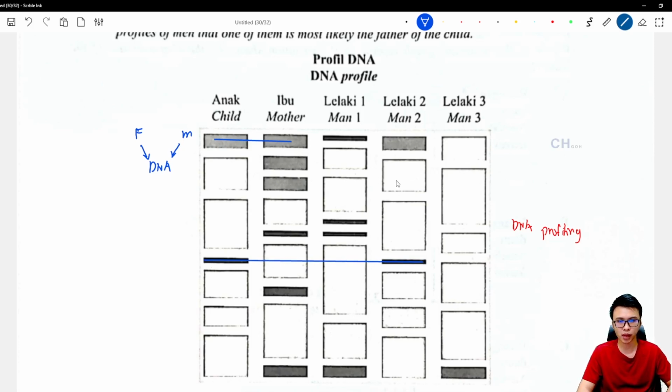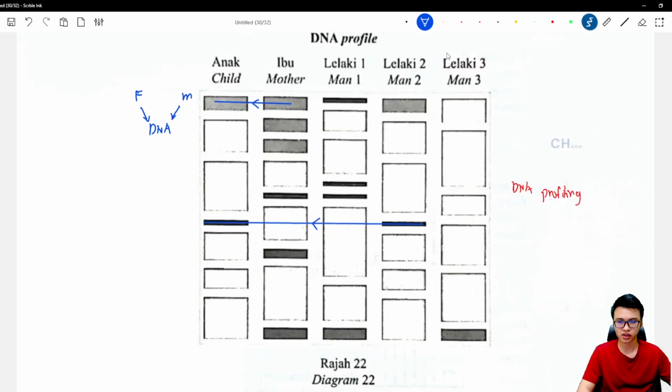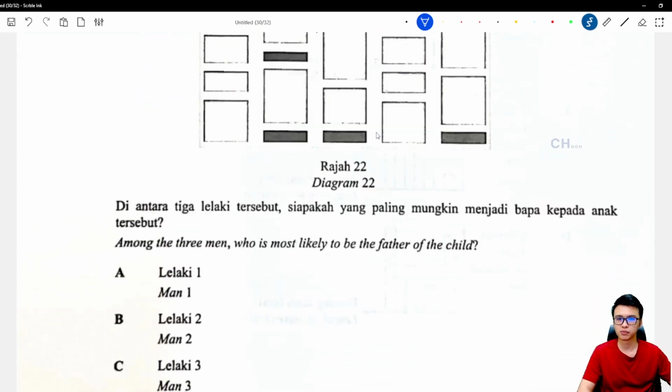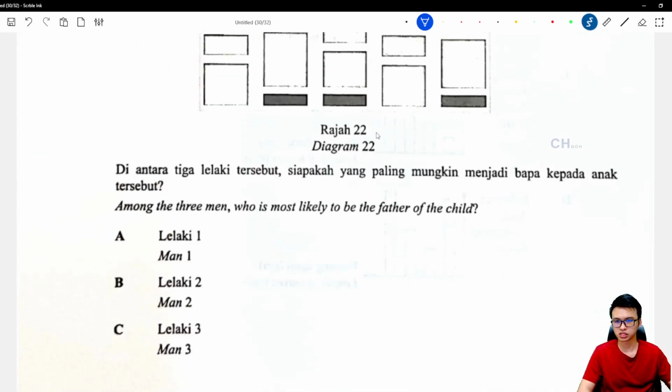it's coming from man 2 too. You can see this gene is coming from man 2 too. This one is coming from the mother. So do we have any other gene that we can compare? No. So man 2 most probably is the father of this child. So the answer here is man 2.